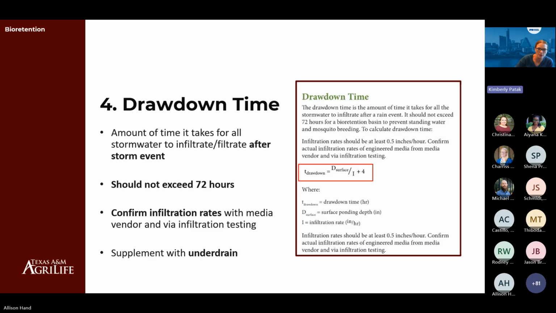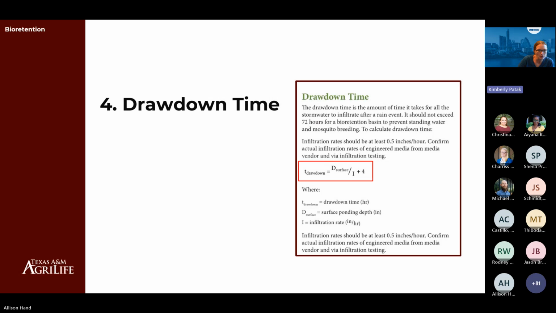It's very critical during the actual design phase to do actual infiltration testing, because you want to make sure that drawdown rate is around 1/2 inch per hour or greater. So let's go ahead and step through the calculations for an underdrain.